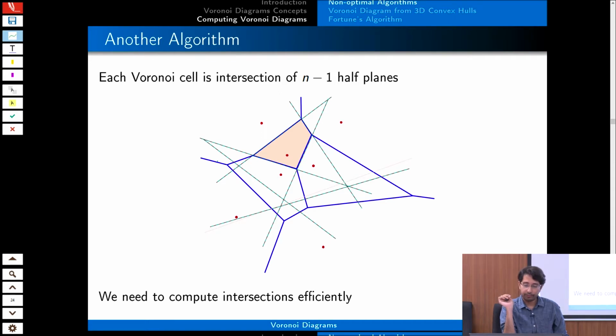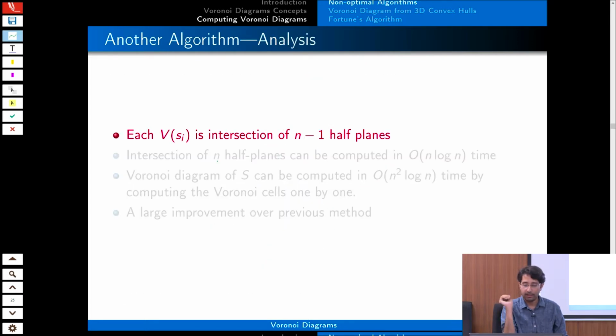Okay. Now, we earlier had an n to the power 4 algorithm. Now this algorithm is actually given by one of your friends. So let us come to this algorithm. This is the intersection of n minus 1 half planes. How to compute this in n log n time? We can do this. You can't do this in n log n time. I have not taught you well.